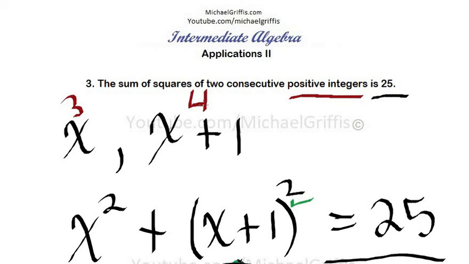Well, that pretty much ends this session. We've got lots more problems to work in the applications. I think we're working on a rectangle, something like that, in the next problem. Okay, see you in the next problem.